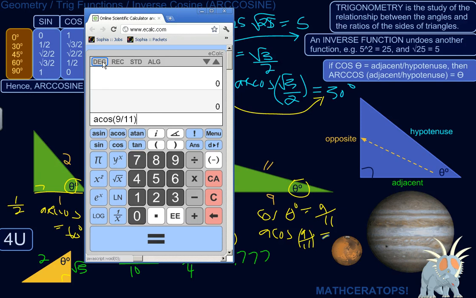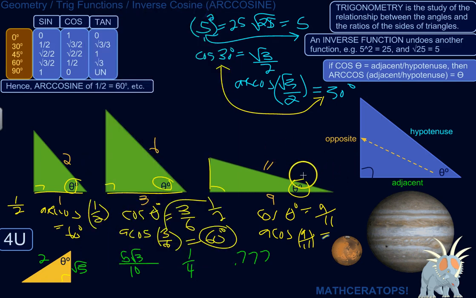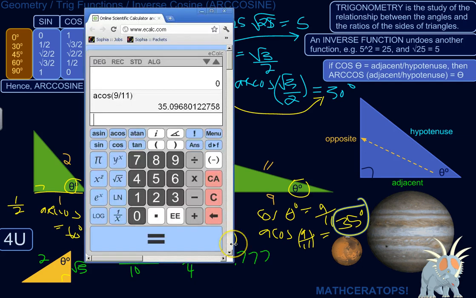I have my calculator in degrees mode, so it'll tell me the angle in degrees rather than radians. If you need the angle in radians, that's fine. I want it in degrees. That's what we've been doing. So about 35 degrees. 35 and some change. So that angle is about 35 degrees. I think. Yeah. Alright.